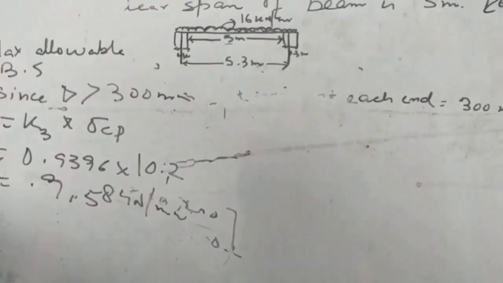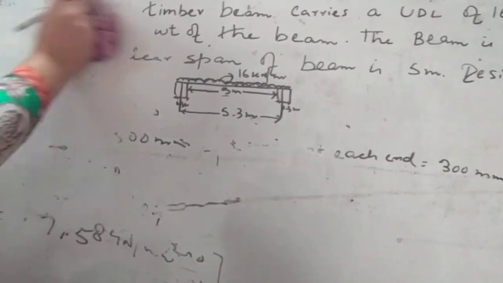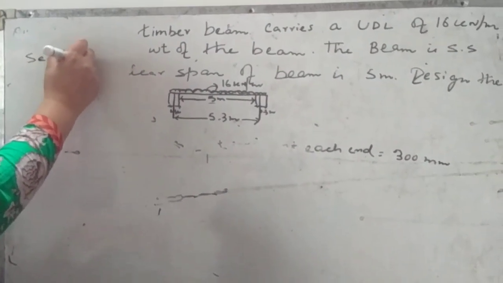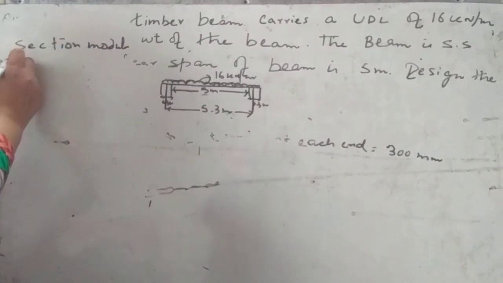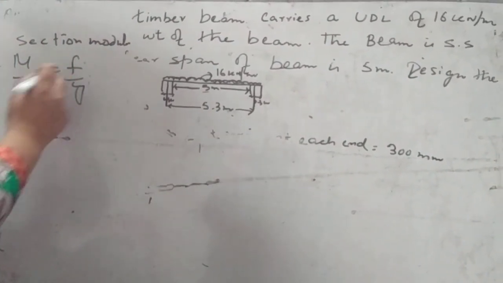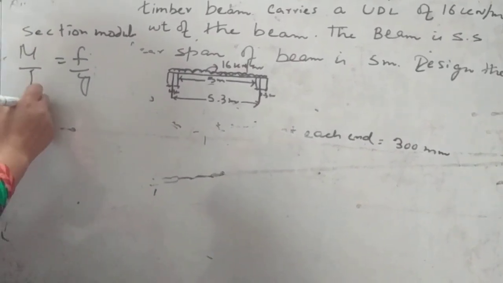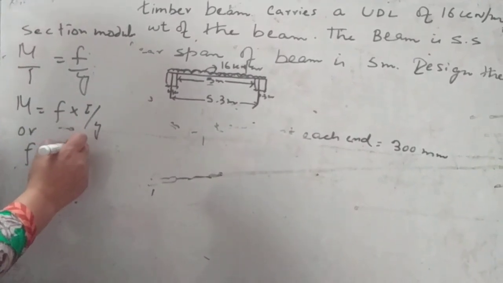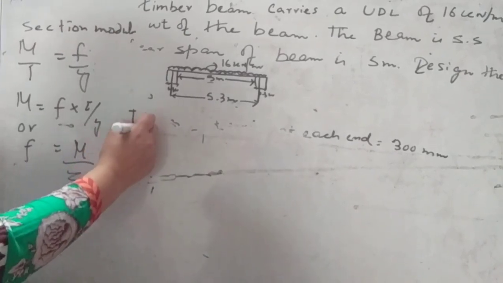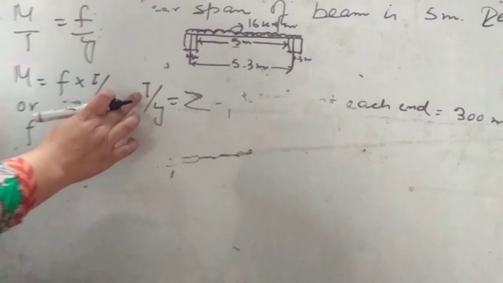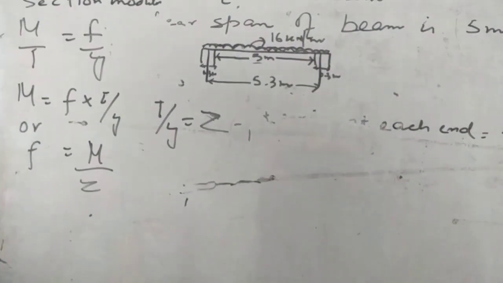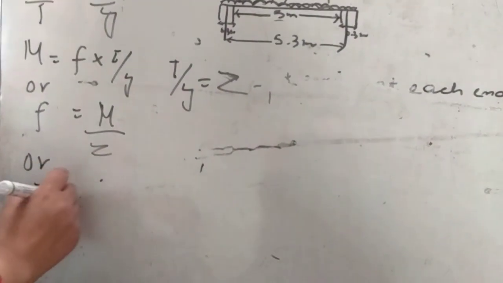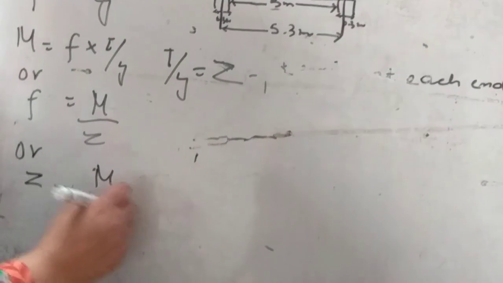Now you have to determine the section modulus. We know the equation M by I is equal to f by y. Here we can determine M is equal to f into I by y, or f is equal to M by Z. This I by y is your section modulus, where I is moment of inertia and y is the distance from the centroidal axis. Or we can write Z is equal to M by f.